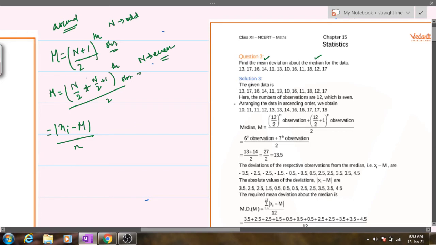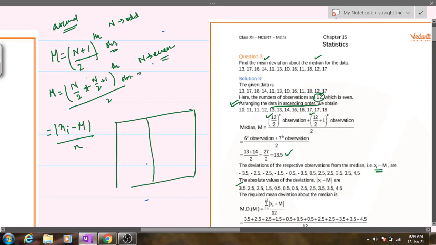Right, see here, directly they have arranged the data in ascending order, and since our data comes out to be 12, which is an even number, you take the 12 by 2 and 12 by 2 plus 1 th term observations and then divide by 2. You'll be getting 13.5 as the answer. Then go on to calculate the deviation about the median. When you calculate the deviation, take the absolute value. You'll get it as 3.5, 2.5, 2.5, 1.5 and so on. Make sure you don't forget to do things in the form of a table. It will make your job much easier.